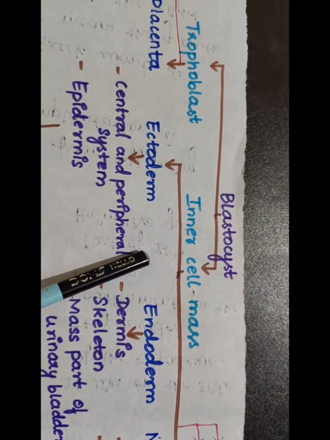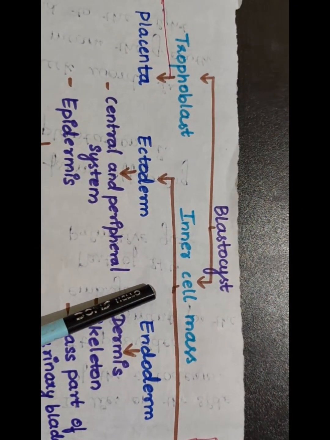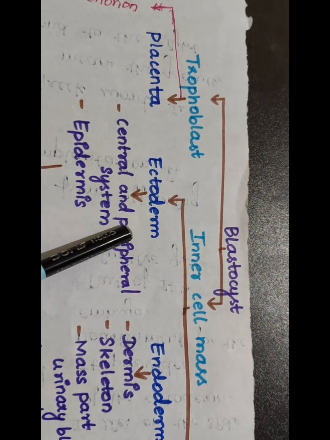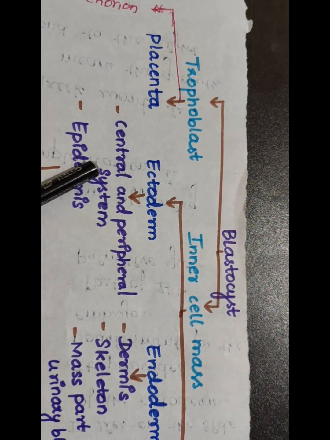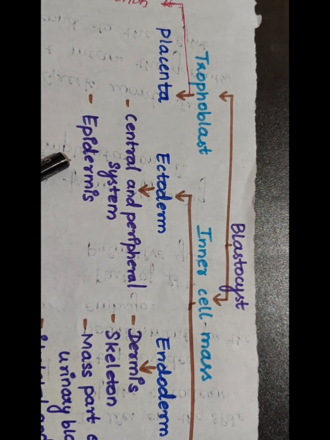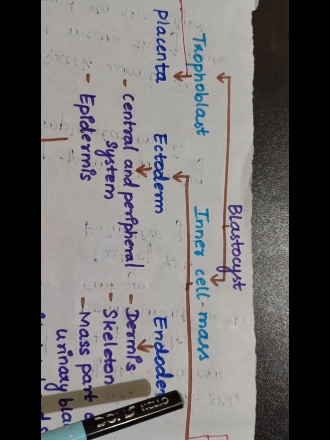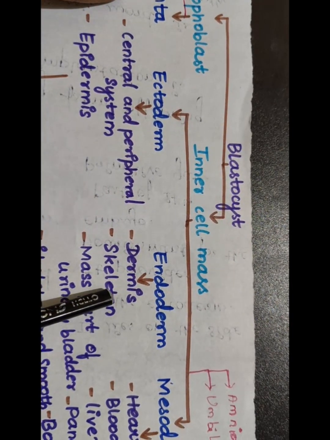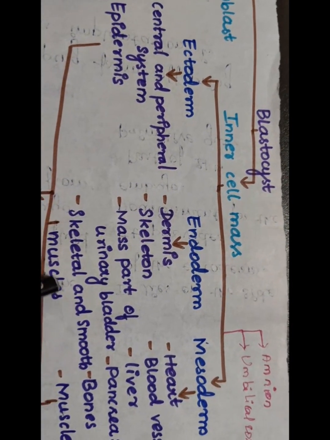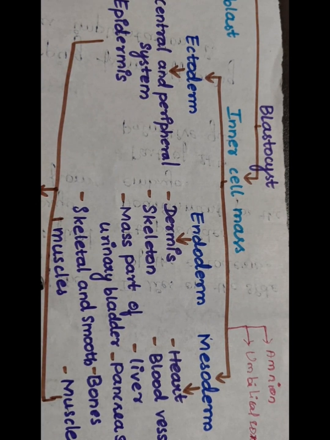Now we'll see which parts of the fetus develop from which layer. First is the ectoderm. From the ectoderm, the central and peripheral nervous system develops. And next, the epidermis also develops from the ectoderm. And from the endoderm, it is the dermis, skeleton, mass part of the urinary bladder, skeletal and smooth muscles.